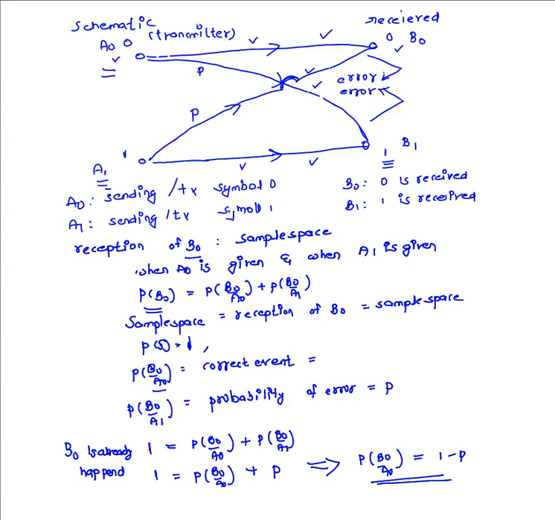So let's go to next page, and we shall start with the schematic again. We have seen that the probability of the event that has already happened is taken as 1, and that is the sum of probabilities P of B0 divided by A0 plus P of B0 divided by A1. Here we know the probability of error.